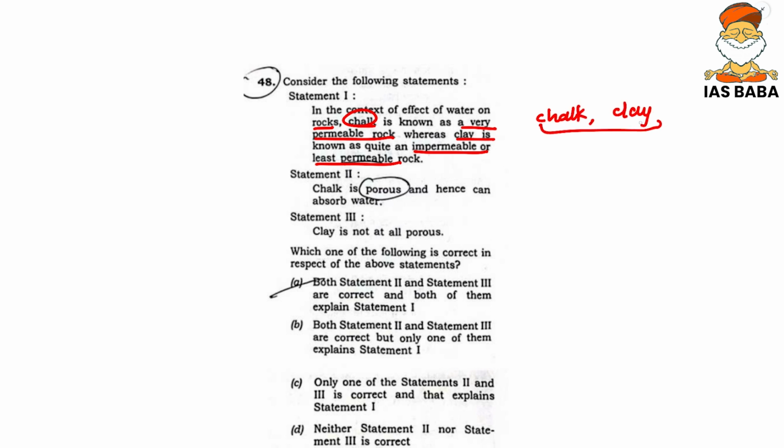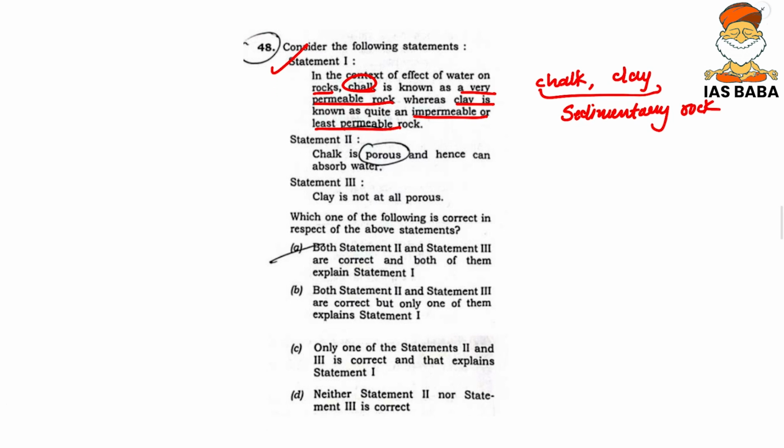Both are, first of all, sedimentary rocks, and sedimentary rocks have relatively higher porosity and permeability as compared to other rocks, especially impermeable rocks like the metamorphic rock. So here the statement is correct. If I am talking about relativity, then chalk is more permeable, whereas clay is relatively less permeable. That is the reason why in clay soil it becomes a little difficult for farming or tilling. Statement 2 says chalk is porous and hence can absorb water.